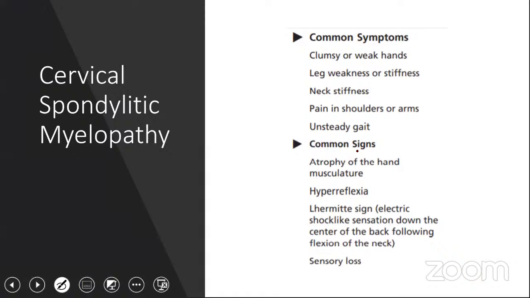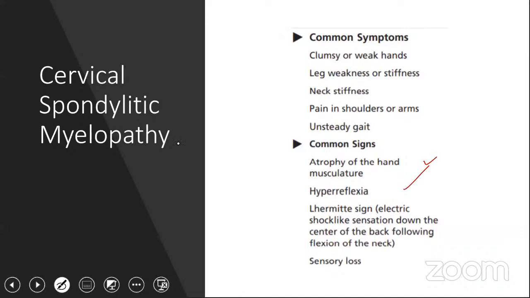It presents insidiously with clumsy or weak hands, leg weakness or stiffness, neck stiffness, pain in the shoulders or arms, and unsteady gait, atrophy of the hand musculature, hyperreflexia, and Lhermitte's sign, an electric shock-like sensation down the center of the back following flexion of the neck. That's the most important sign.